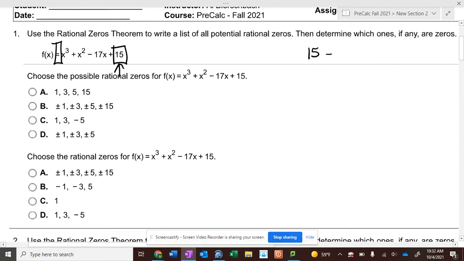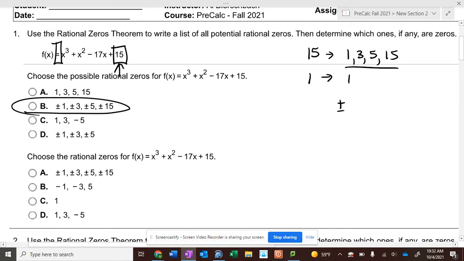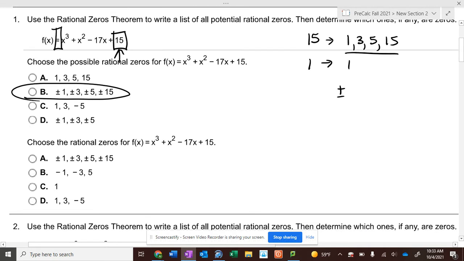Okay, the factors of the last term. Factors of 15 are 1 and 15, 3 and 5, and that's it. So 1, 3, 5, and 15. The factors of 1 are just 1. You put all of these factors over these, and then you need a positive or a negative to that. So positive or negative 1, positive or negative 3, positive or negative 5, positive or negative 15, which is this one right here. And then it says choose the rational zeros.